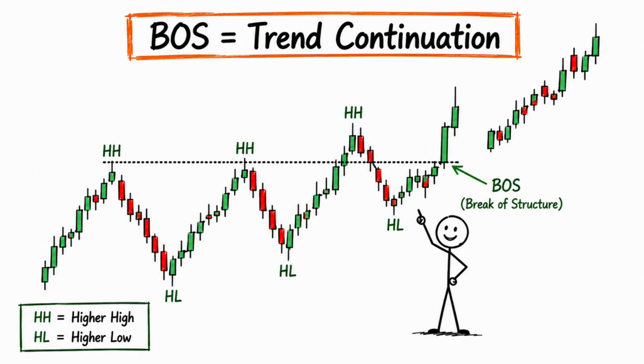21. BOS and CHoCH. Now we're at the point where market structure becomes actionable. A break of structure, or BOS, is generally used to describe a break of an important swing point in the direction of the existing trend. Bullish trend, price breaks a meaningful previous high. Bearish trend, price breaks a meaningful previous low.